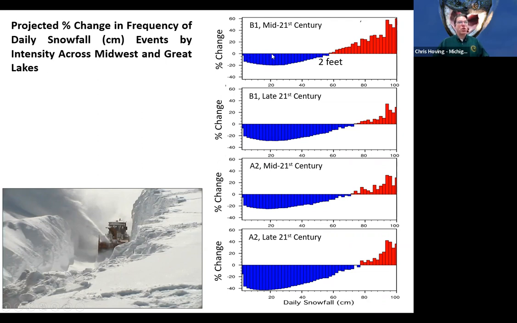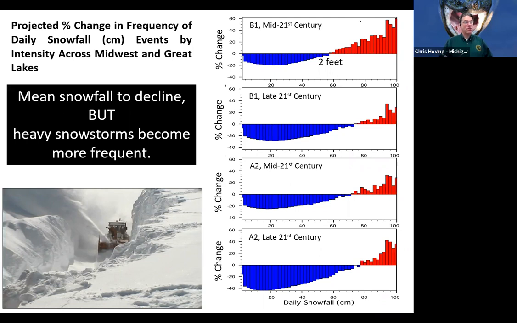These blue bars show a decrease in the amount of snow for small snow events. But interestingly, when you get out to large snow events, you actually see an increase. So the risk of big snowfalls, of blizzards, increases with climate change, kind of counterintuitive, and the number of small snow events decreases. Overall, average snow decreases, but how it comes and how it manifests is different. And so you can imagine that would affect different species in different ways. Mean snowfall declines, heavy snowstorms become more frequent.